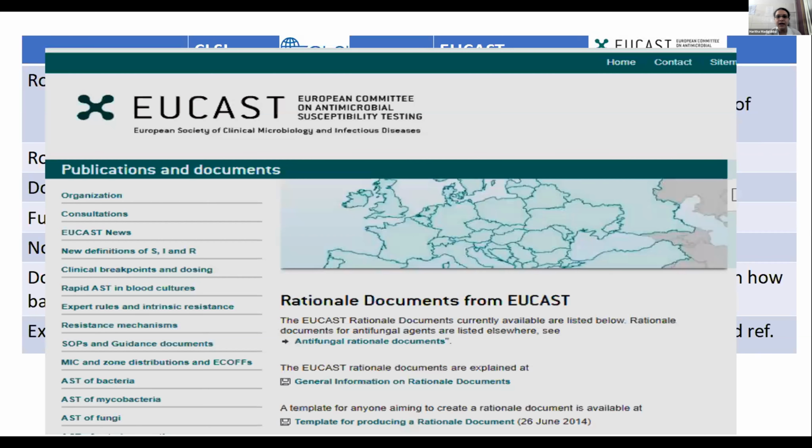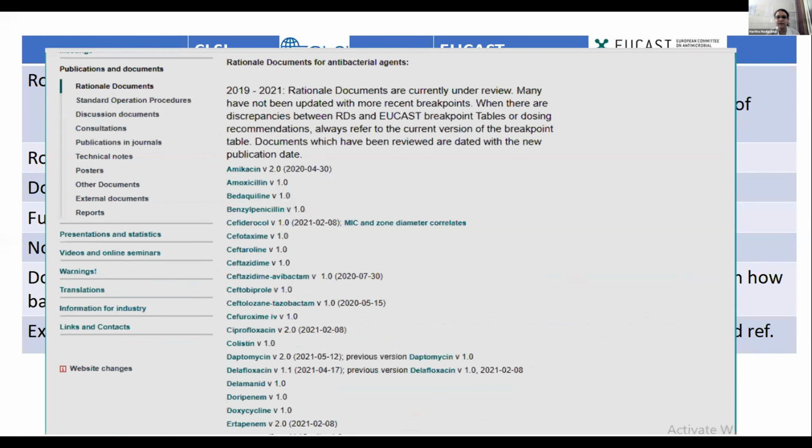So this is the EUCAST susceptibility testing site. Here you can see the rationale documents for EUCAST are present. The general information is present and a template is also present. They have given the rationale documents for all these antimicrobial agents like amikacin, benzylpenicillin, ceftazidime-avibactam. So the rationale documents are present for the breakpoints in EUCAST, but not in CLSI.